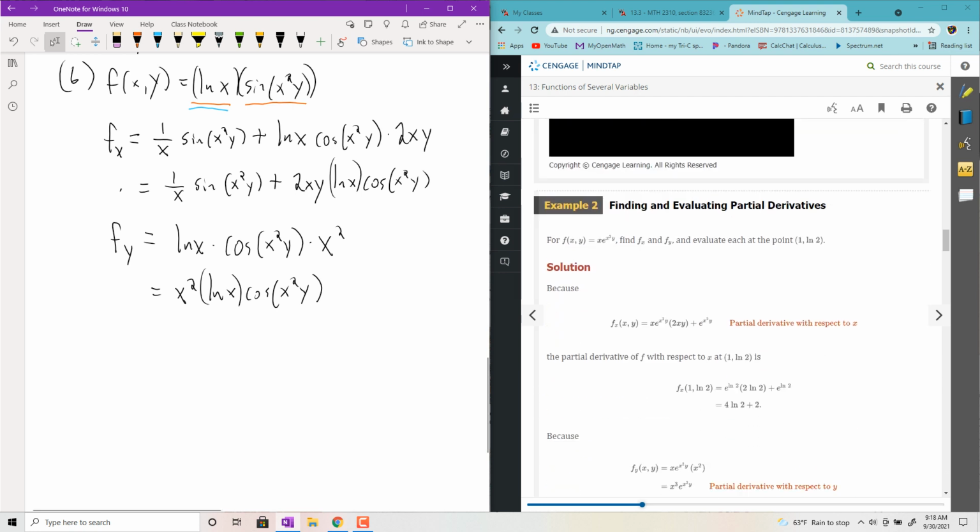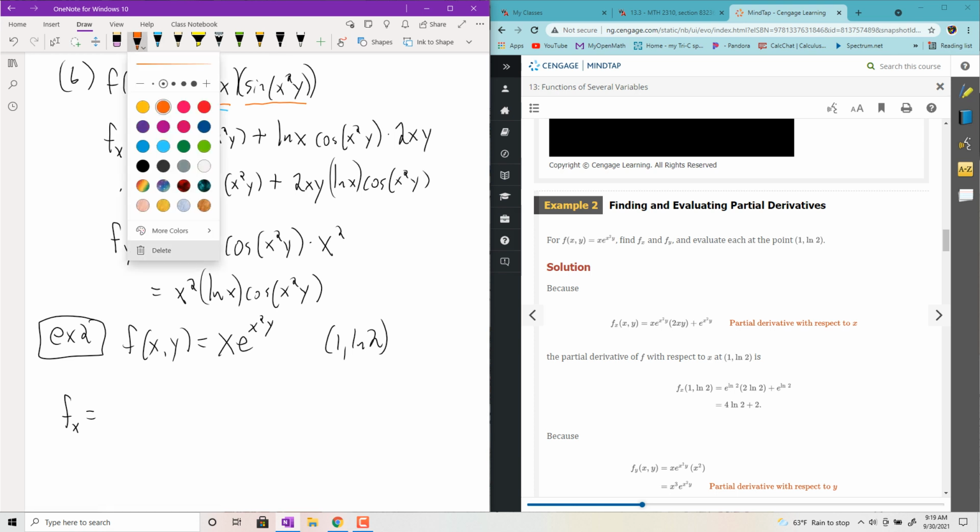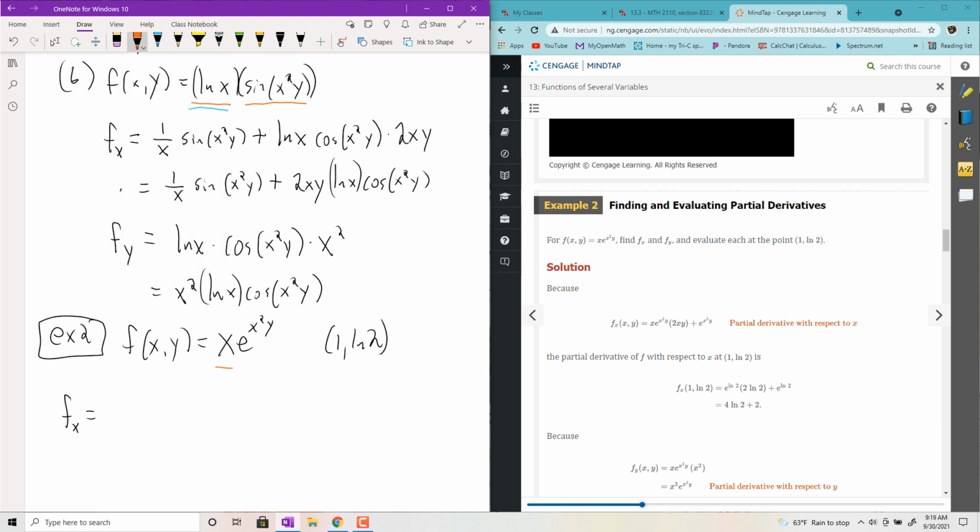Let's do one where we are actually evaluating the partial derivative. So look at example 2. It gives the function f of x, y equals x e to the x squared y. They want you to get the 2 partial derivatives and then evaluate at the point (1, ln 2). So first get f_x. In this case, it's a product of 2 functions, right? And both are in terms of x. So we're going to go ahead and use the product rule.